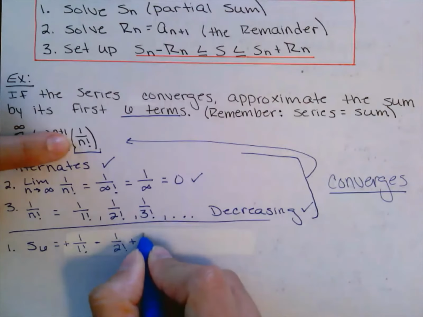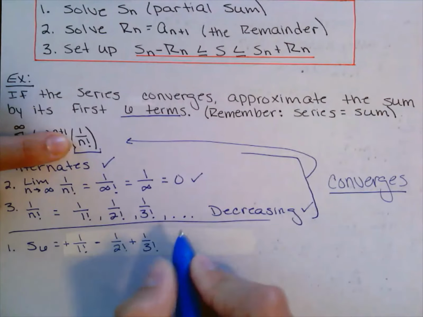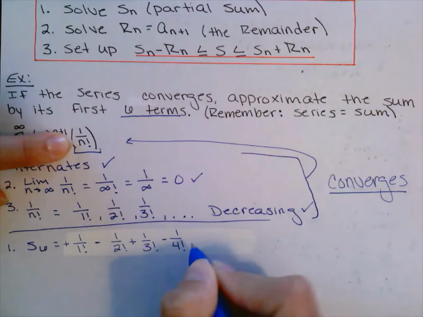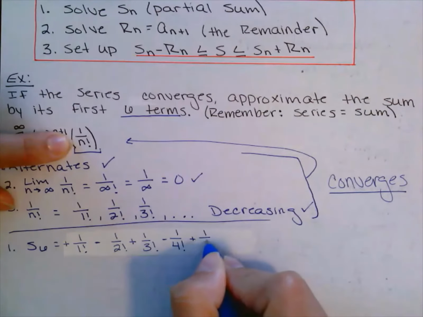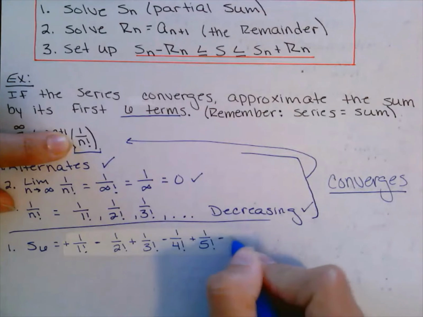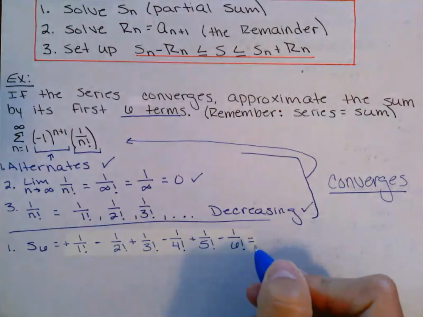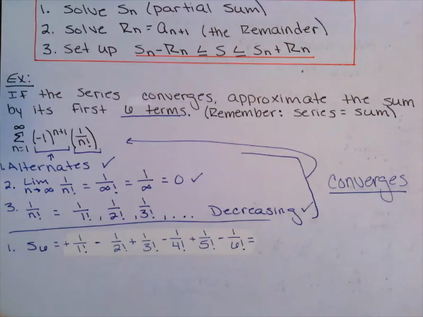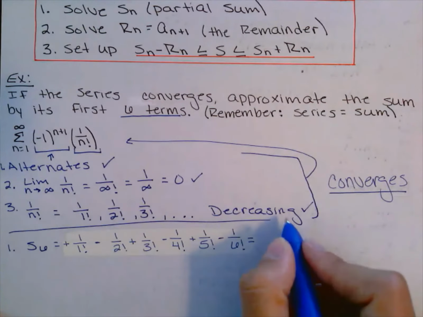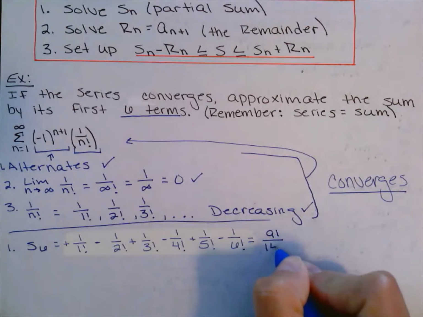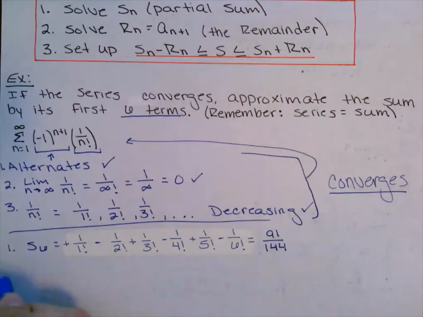And now I have 3, so 1 over 3 factorial minus my fourth term, 1 over 4 factorial plus 1 over 5 factorial, and then minus 1 over 6 factorial. Now, feel free to go to your calculator for this. I'm a fan of keeping it as a fraction for now because with decimals you may end up rounding too soon. So on your calculator, this gives you 91 over 144.